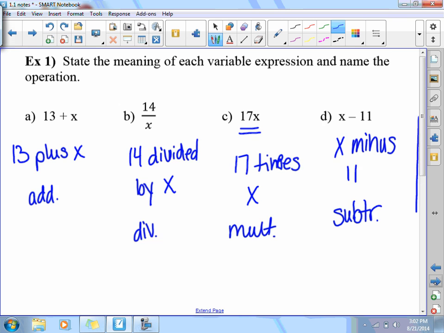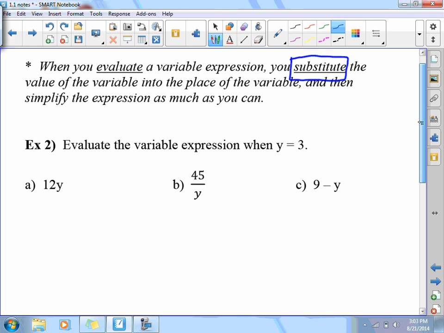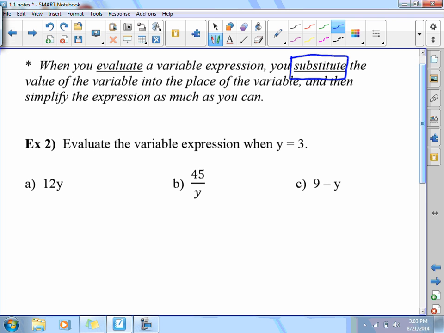Now, when you evaluate a variable expression, what you're really doing is substituting the value of the variable into the place of the variable. And then you simplify the expression as much as you can. So now they're going to tell you what the value of the variable is, and you're going to put that number in the place of the variable and then do the mathematical operation.